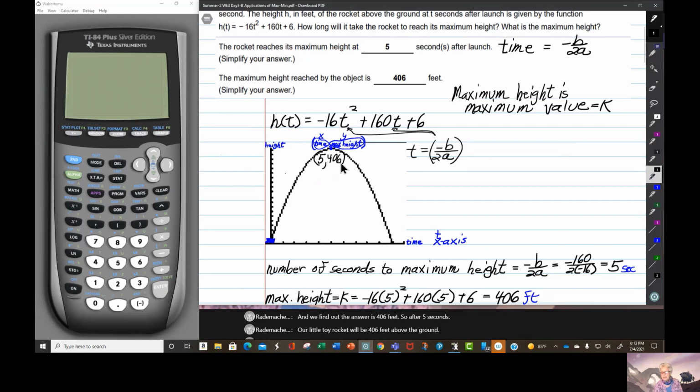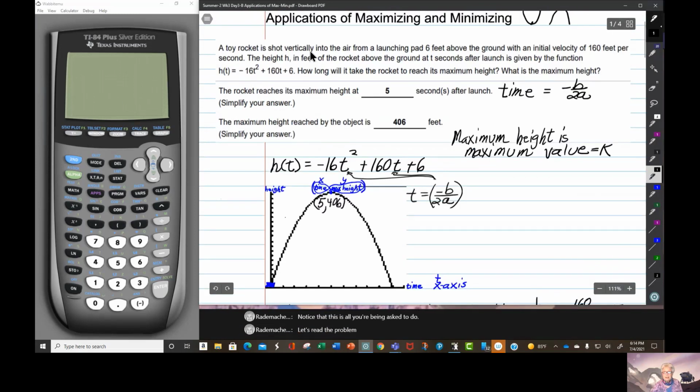Notice that this is all you're being asked to do. Let's read the problem. A toy rocket is shot vertically into the air from a launching pad 6 feet above the ground with an initial velocity of 160 feet per second. That's what the 160 means. And the 6 comes from the initial height, the height in the beginning. The height h in feet of the rocket above the ground at t seconds after launch is given by this function.